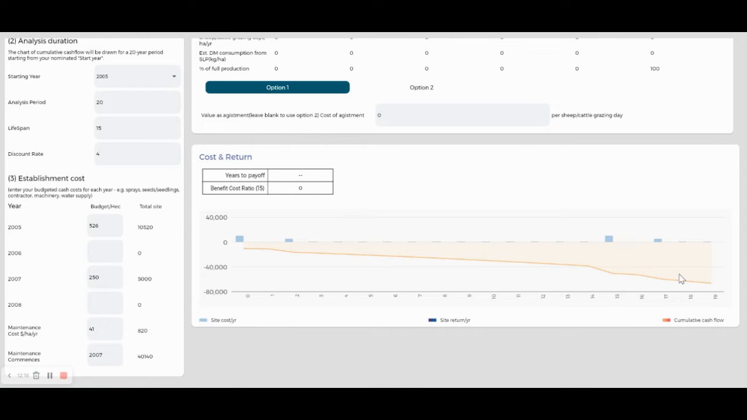As I said, this doesn't include the extra income that you're going to hopefully earn as a result of having the saltland pasture, and we'll now have a look at the grazing that was achieved on this site and check the effect of that on the returns.